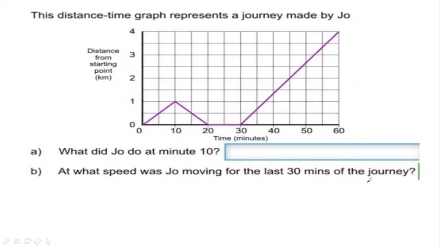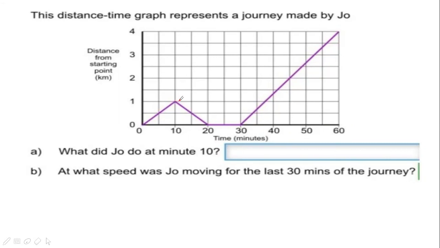What did Joe do at minute 10? At 10 minutes, his velocity is... he reverses his direction. The direction of motion reverses at this point. He is changing his direction.